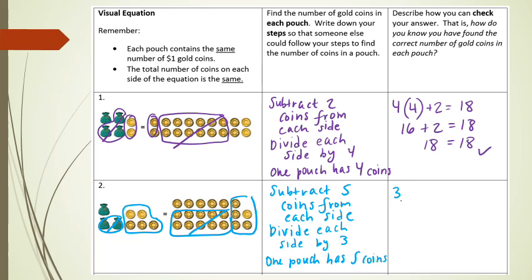So again, I have 3 groups of 5, that's what I think it is, plus 5 equals, and over here I get 3, 6, 9, 12, 15, 18, 20. And so 3 times 5, I have 15 plus 5, and 15 plus 5 is 20, and the other side has 20, and so I've checked and I've proved that it works.